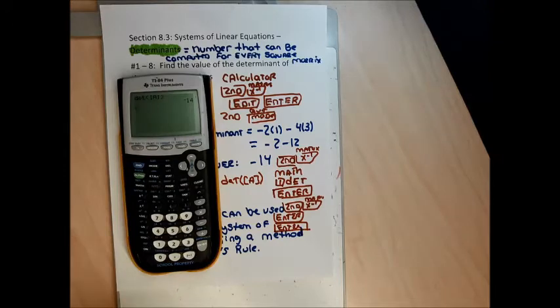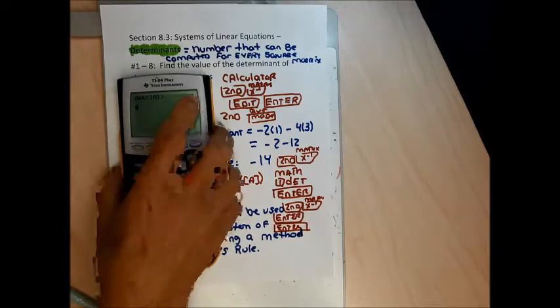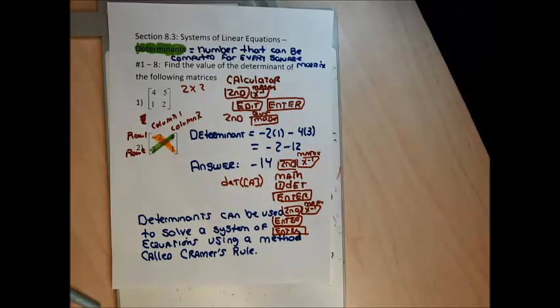For 2 by 2 determinants, it's silly to use your calculator because it takes 5 seconds to do it by hand and maybe 30 seconds on my calculator. When we get to 3 by 3 matrices, they're kind of a nuisance to do by hand, and it'll be nicer to do it on our calculator. So give number 1 a go.